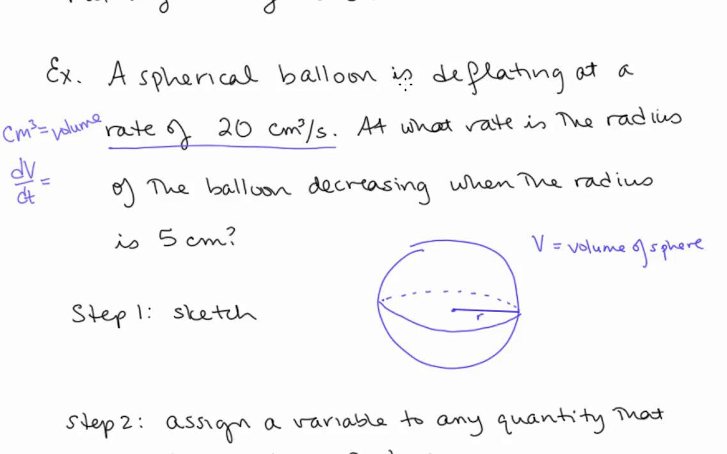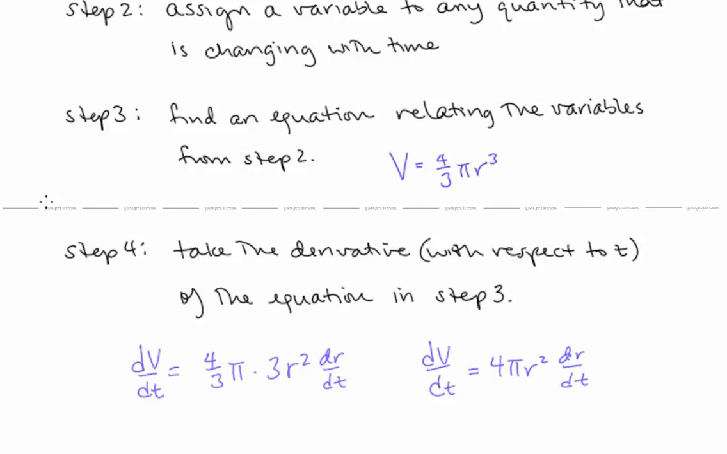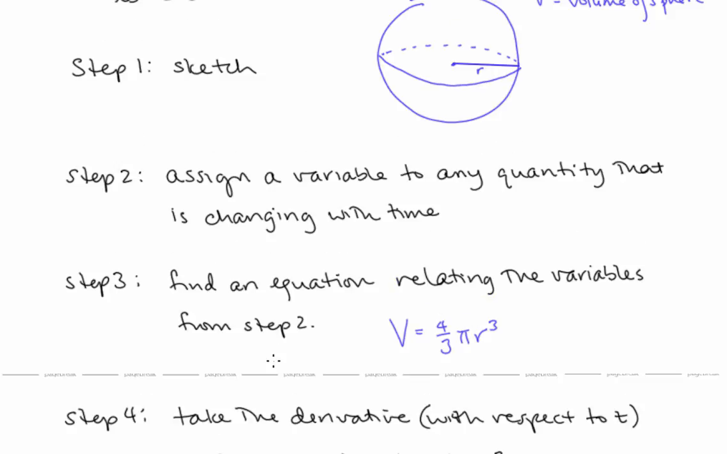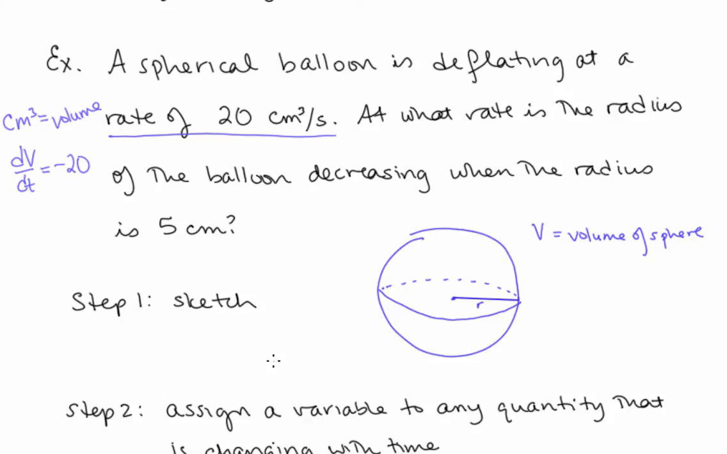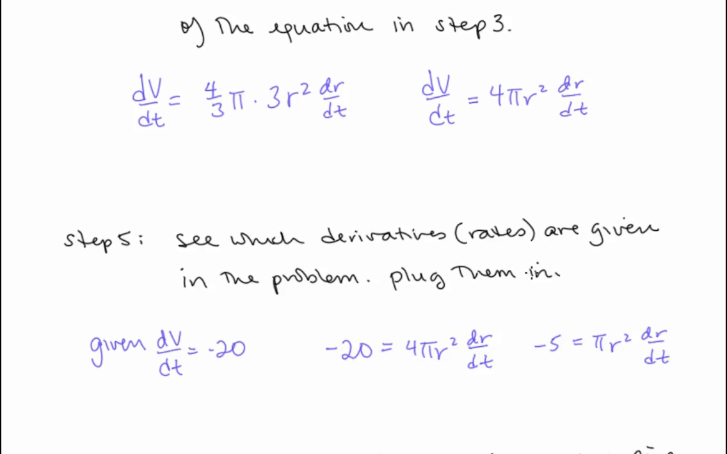And now notice it's deflating at a rate of 20 centimeters cubed per second. So that means this value for volume is decreasing. And so this derivative is negative 20 centimeters cubed per second. So we're given that dV/dt is equal to negative 20. Are we given any other rates or any other information? No, we're just asked a question after that. So that's as much as we need to plug in at this point.